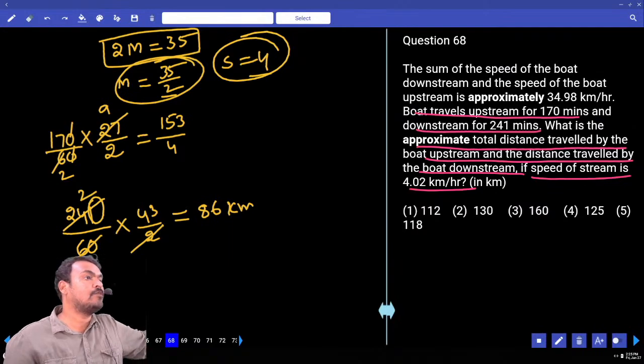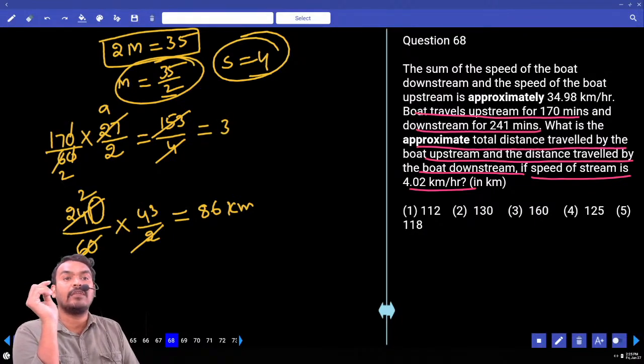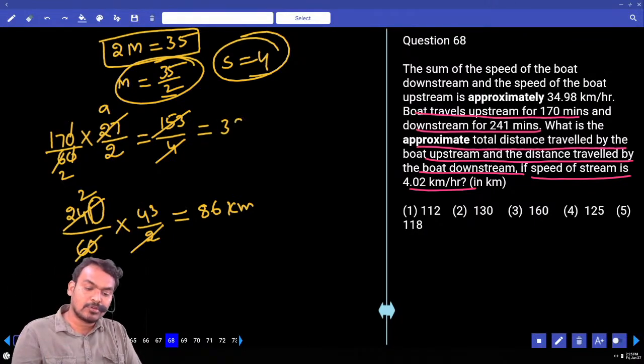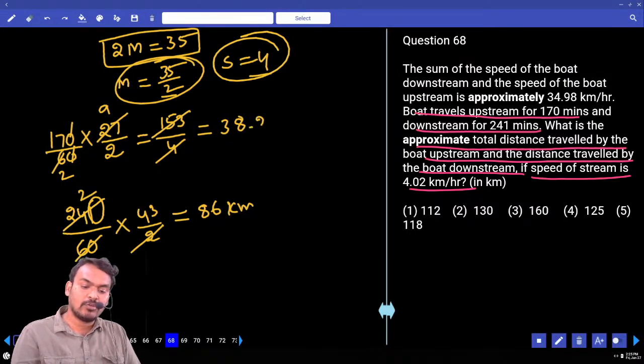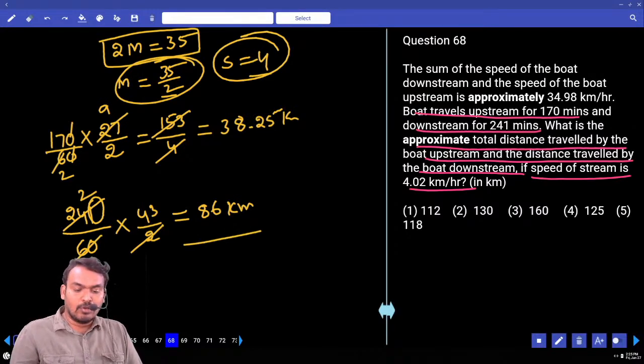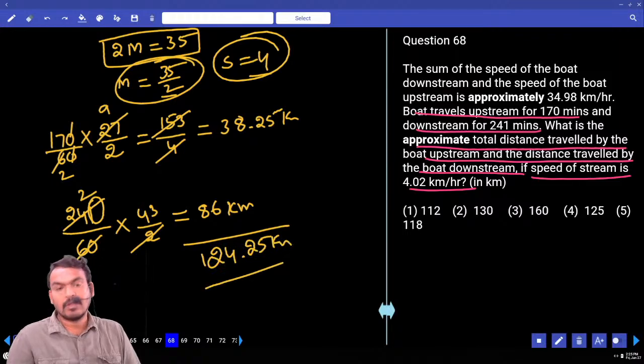First one is how much? 153 by 4. 4 how many times? 38 times. What is the remaining value? 1. 1 by 4 means 0.25 or not? These two are adding, how much value are you getting? 86 plus 38.25, 124.25. What is the nearest value? 125.